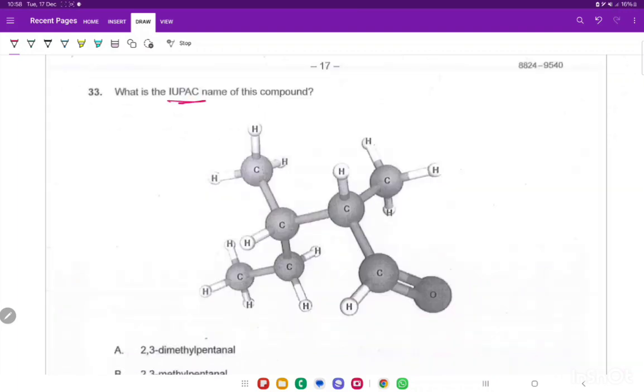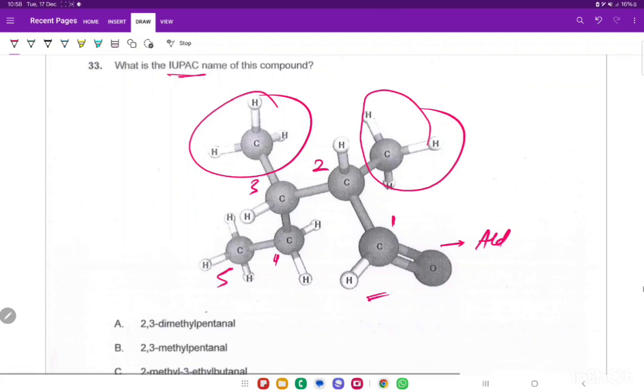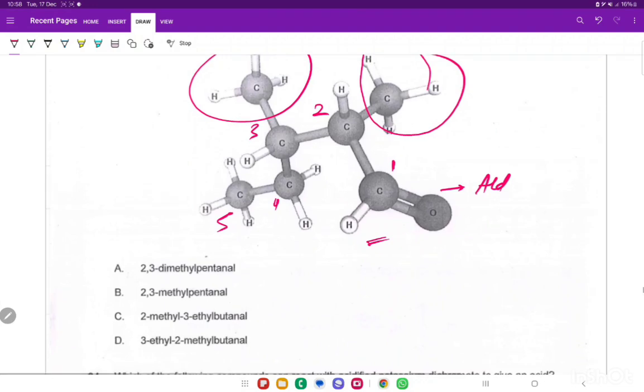You have to write the IUPAC name of the compound, and this compound has an aldehyde group, CHO, present here. This is CHO, aldehyde. Then this carbon is number 1, number 2, number 3, number 4 and number 5. This is the longest chain. There is one methyl group side chain, another methyl group side chain on the second and third carbon. Five carbon pentanal, and second and third methyl group: 2,3-dimethyl pentanal.